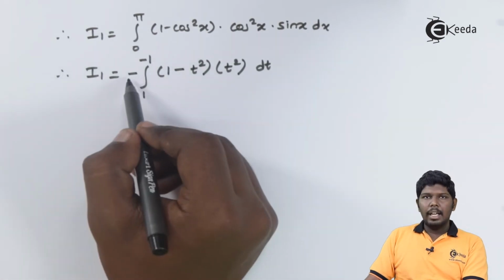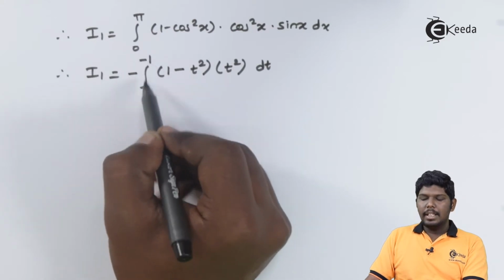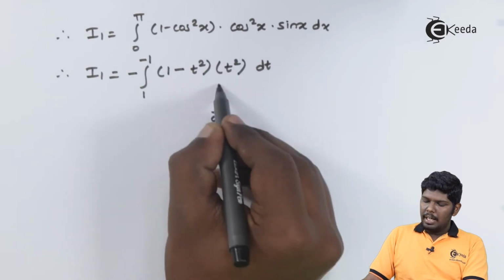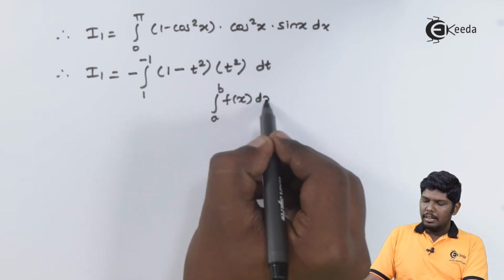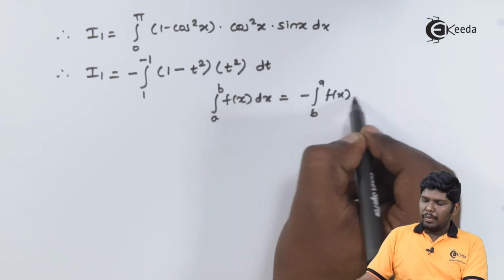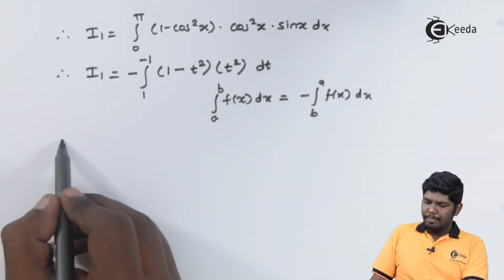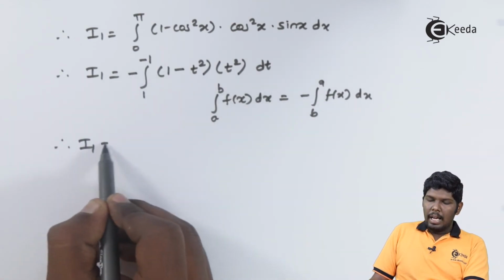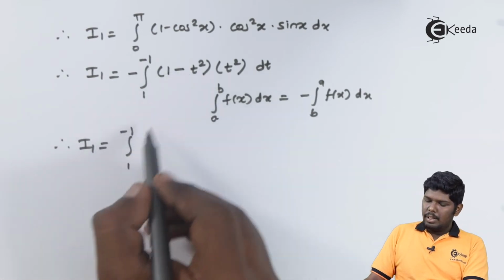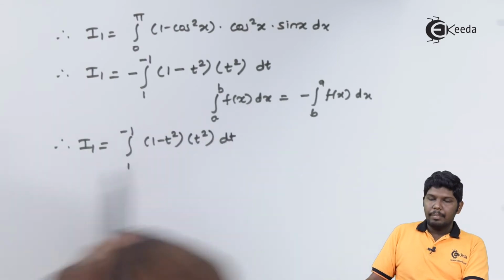Now if we have minus sign outside, we can directly eliminate this minus sign by replacing the places of the given limits. As the property goes, integral a to b f of x dx can be written as minus integral b to a f of x dx. So let us use this property and eliminate minus sign. Therefore, I1 will become 1 to minus 1. We have 1 minus t square into t square dt.